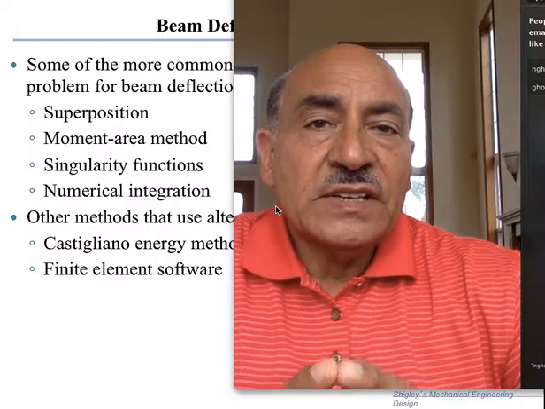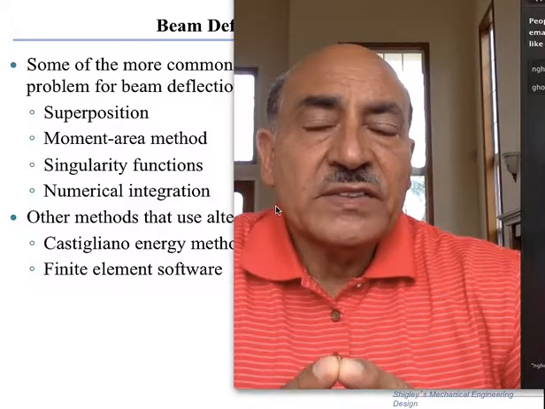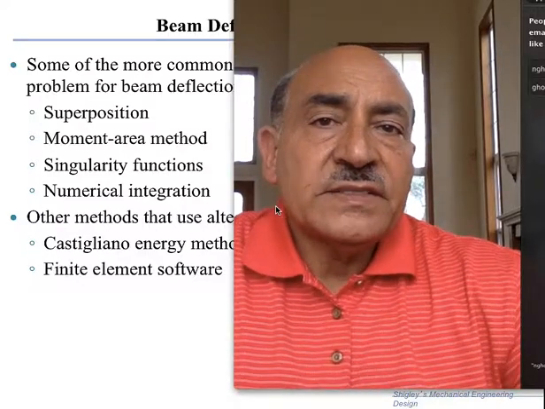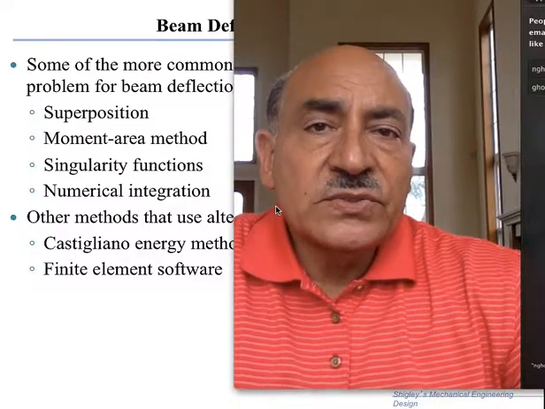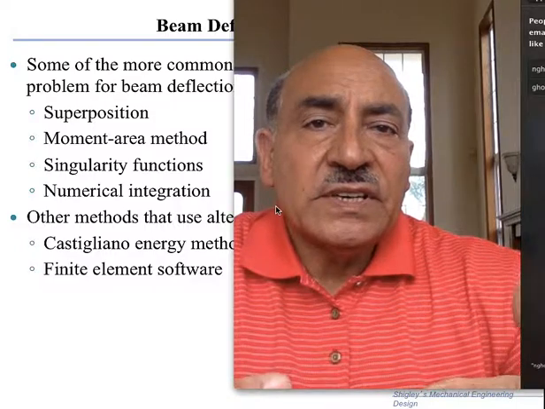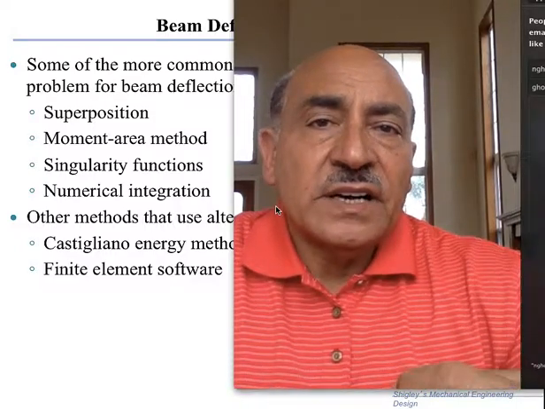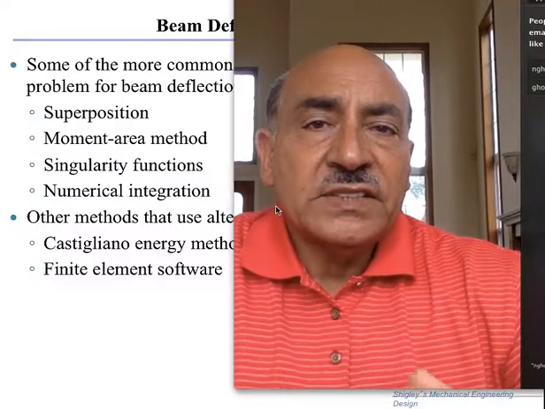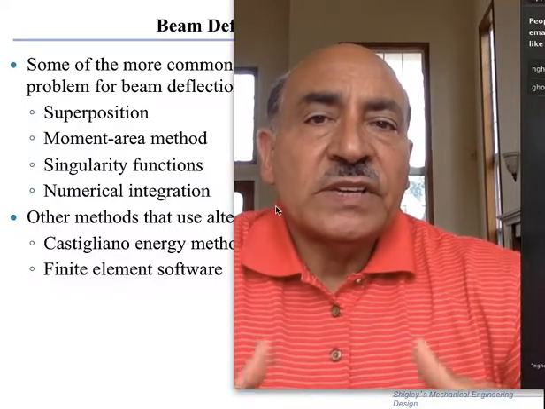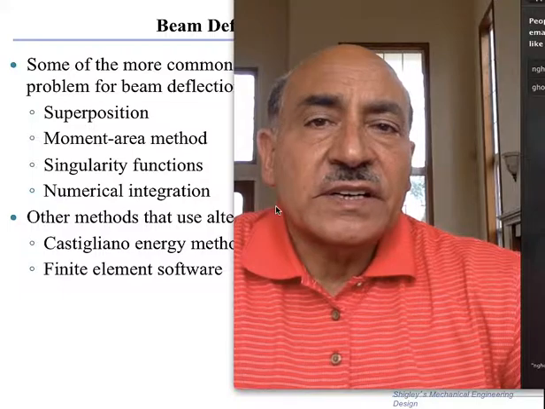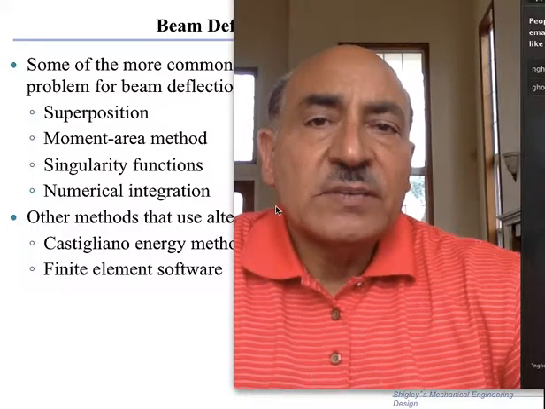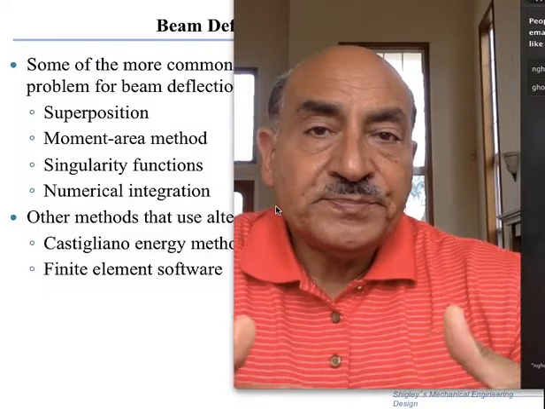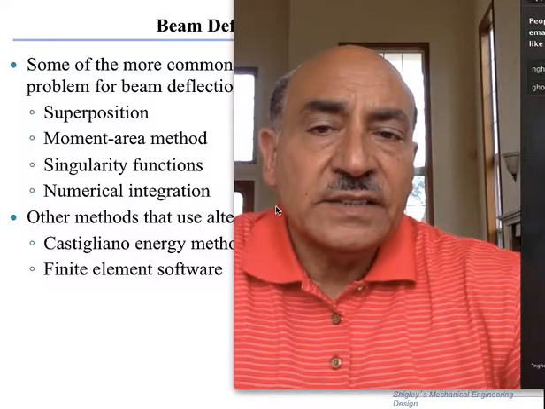So if you go down the list, there are 2 additional methods. One is called the Castigliano energy method, and that is very widely used, in which we use the elastic energy that is stored in the beam, and from the elastic energy, once we compute it, we are able to take derivatives with respect to the applied force, and thus we can calculate the deflections.